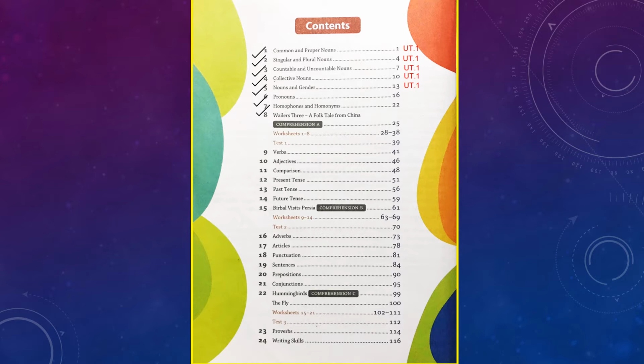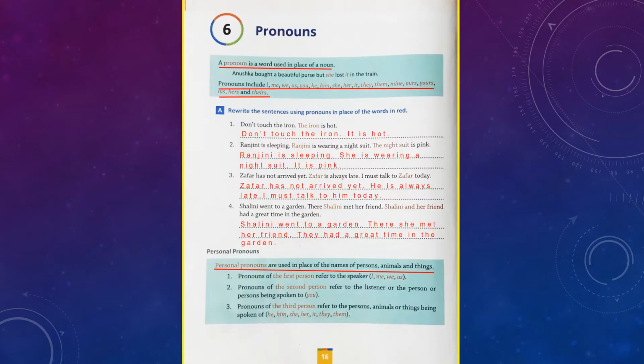The chapters which I have ticked, we have already done those chapters, and chapters 1 to 5 have already been asked to you in your unit test 1. So chapter 1 to chapter 5, you have already learned these topics, and now we proceed further with the next topic, which is pronouns. So I want you to turn your page to number 16, pronouns. Okay, so this is your page of pronouns, page number 16, chapter 6, pronouns.